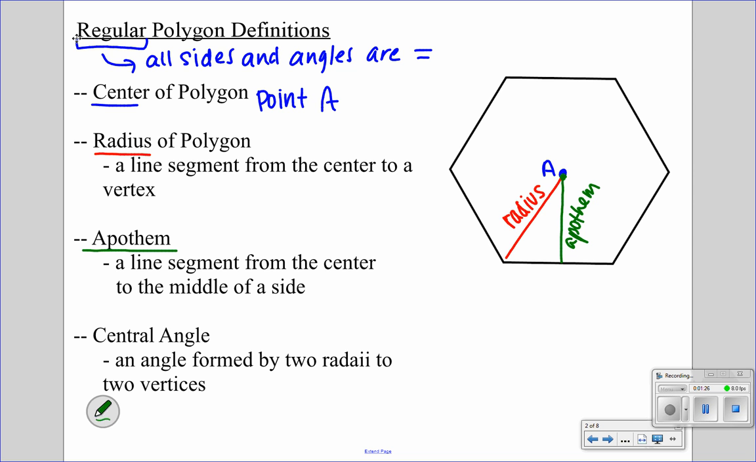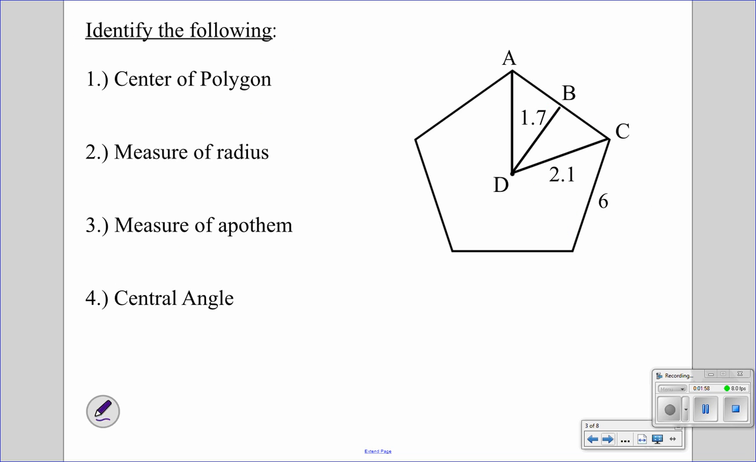Our last piece is a central angle. A central angle is formed by connecting 2 radii. So let's draw a radius, vertex to center. So this angle right here formed is your central angle. And there are 6 central angles within this polygon. Okay, so we have a radius, an apothem, and a central angle, and we're going to be using these to solve for different pieces. So let's practice finding these.